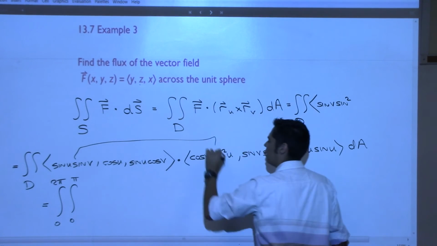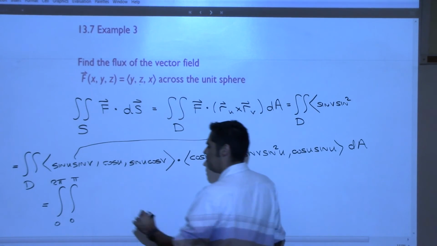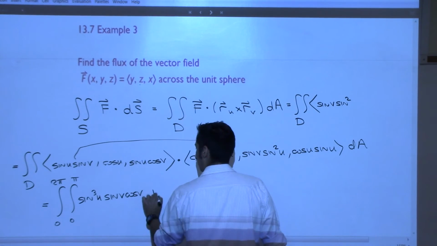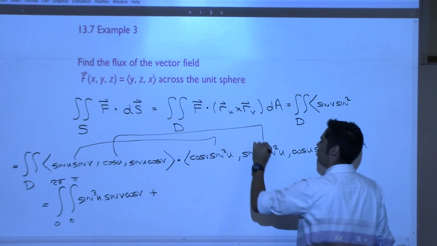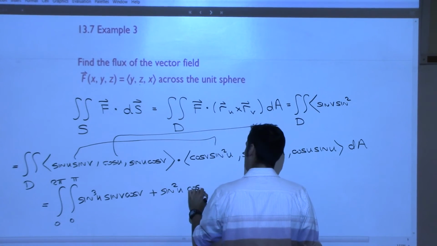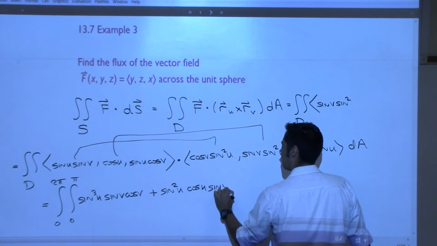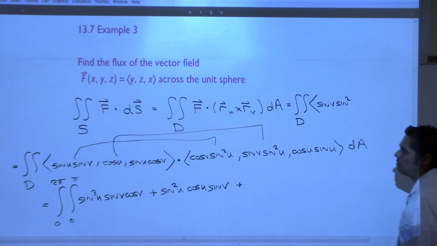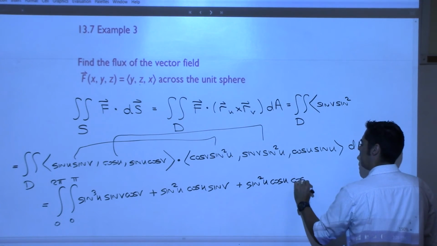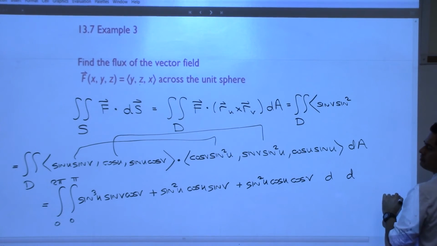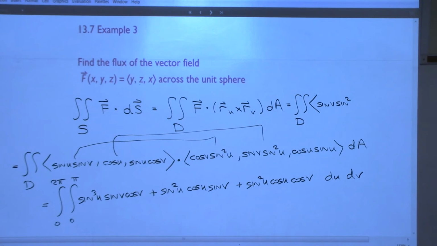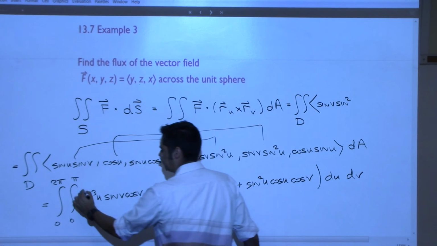All right, dot products. This times this: sine cubed u, sine v, cosine v, plus this and this: sine squared u, cosine u, sine v, and then the last one, plus sine squared u, cosine u, cosine v, du dv. And then you get the pleasure of integrating that.